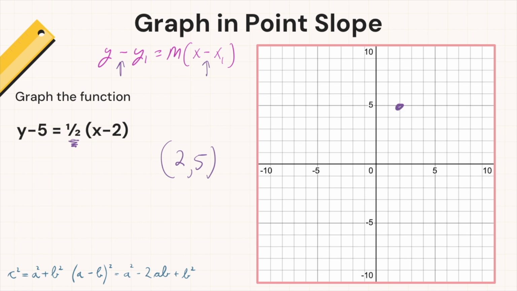And then we know our slope is 1/2. So we're going to go up 1 and over 2 for each of our 1. So up 1 over 2, up 1 over 2. We can do the same thing in the other direction. We go down 1 and over 2, down 1 over 2. That will help us make a line.